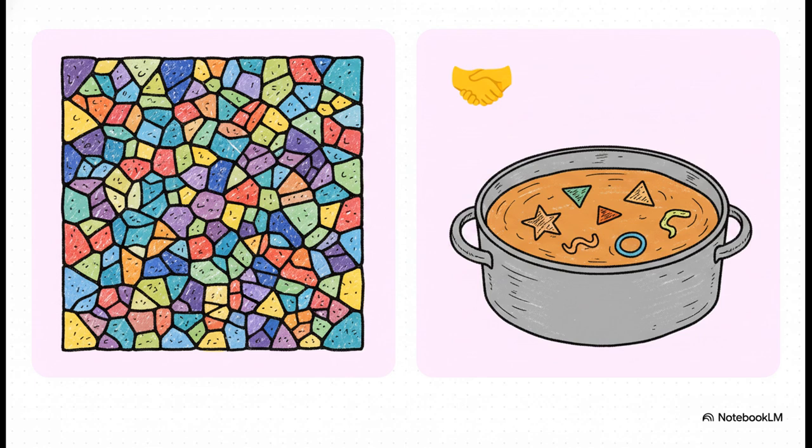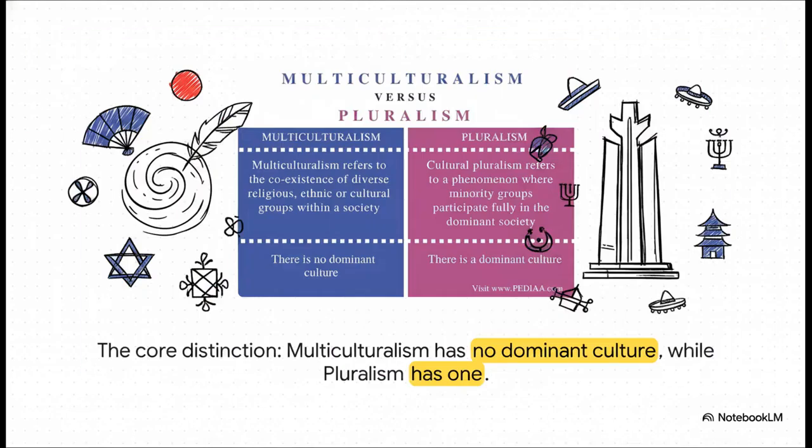And this right here, this image, really gets to the heart of it. Look, with multiculturalism, there's no single dominant culture. But with pluralism, there is. And that one little distinction, it fundamentally changes everything about how a society sees itself.